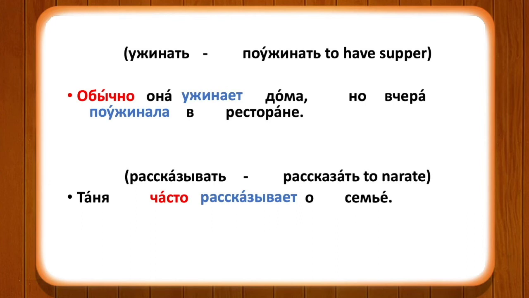If you want to use the verb in past tense, you can say рассказывала. Таня часто рассказывала о семье, which would mean that Tanya used to tell about her family. She often used to tell about her family.